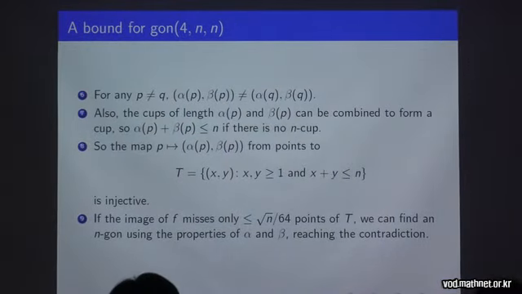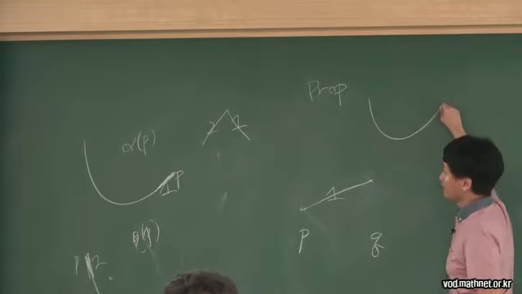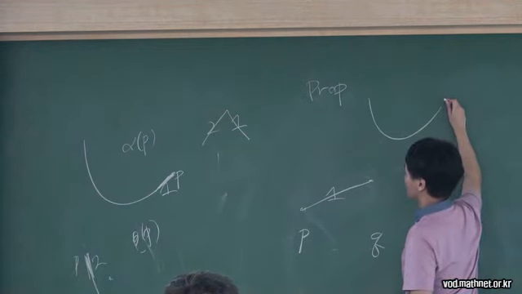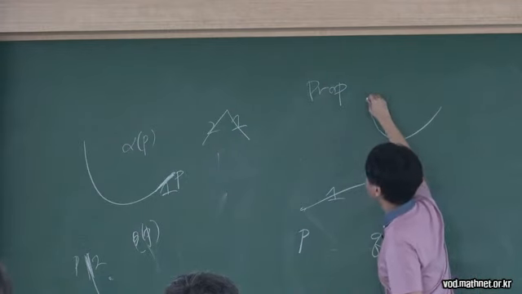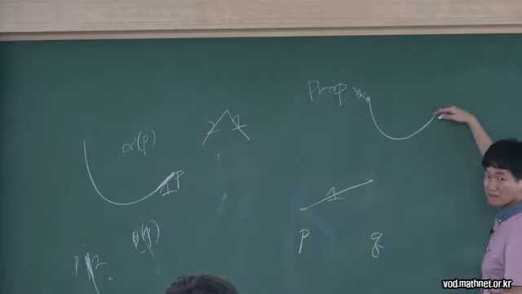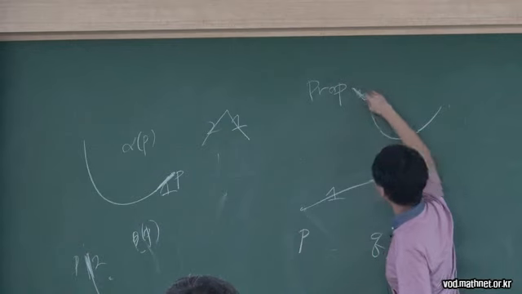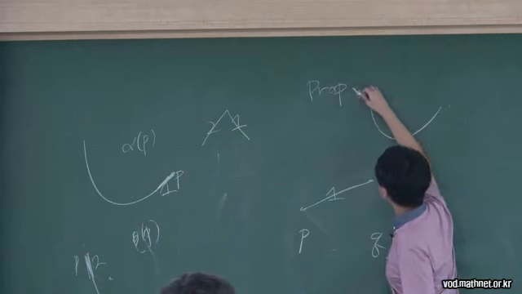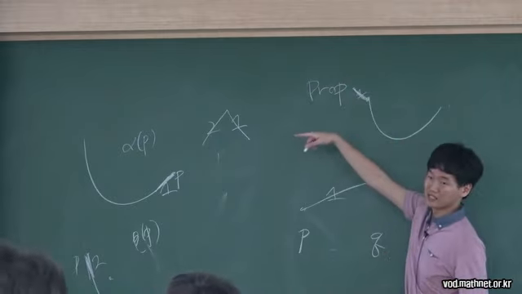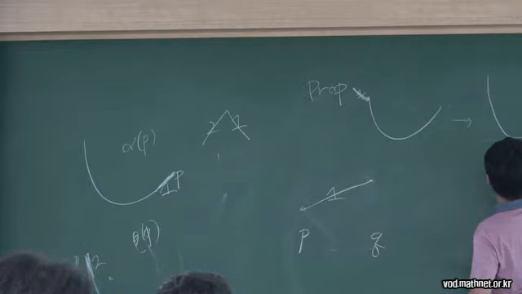Let me tell you why. First, I have to give you a proposition. If we have any cup and any segment of type 1 that starts with this point, so if we have any cup and any segment of type 1 connecting the starting point of the original cup and another point with lesser x, then this forms a larger cup.